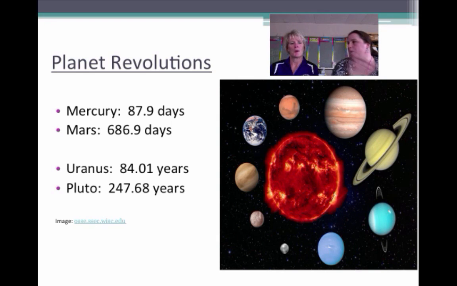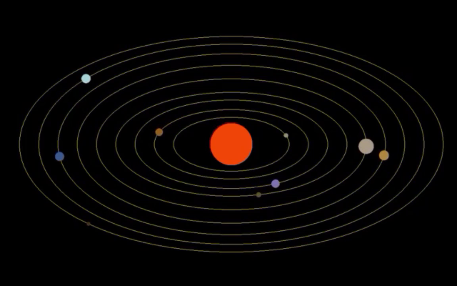So you want to do the fun ones again? This is revolution. Remember, once around the sun. So Mercury is 87.9 days. Which would make sense because it's the closest to the sun, right? So shortest. Mars is 686.9 days. And just think, that's our closest neighbor, and they doubled the amount of time. Relatively, it's pretty far away. Uranus is 84.01 years. Wow. That's a very slow, human lifetime. And Pluto is 247.68 years.